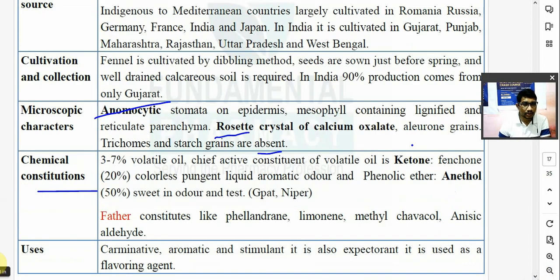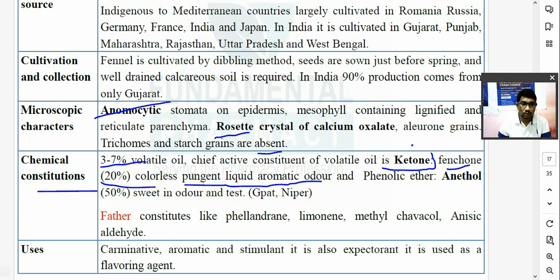Fennel famously contains 3 to 7% of volatile oil, the chief active constituent. So the volatile oil has two components. There are two components present in the volatile oil of this fennel fruit. First one is the ketone. The ketone fraction of this volatile oil is known as fenchone, a colorless pungent liquid with an aromatic odor. It is a pungent liquid and it is responsible for the aromatic odor.